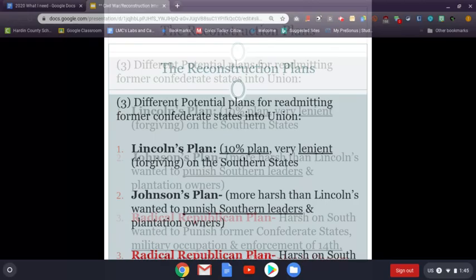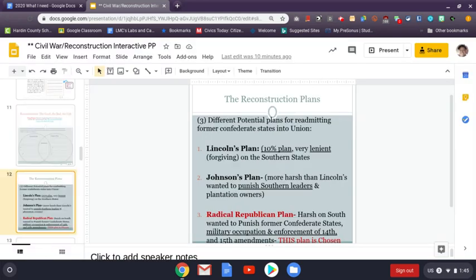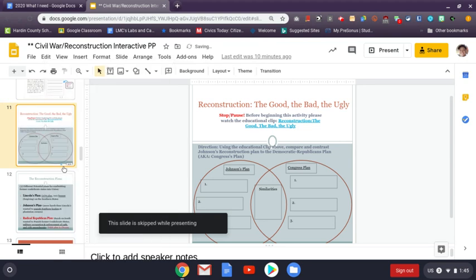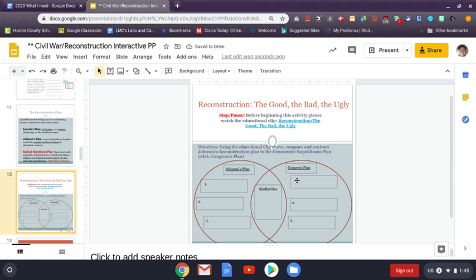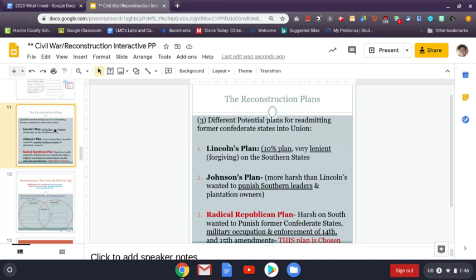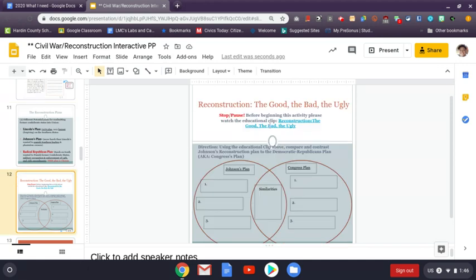So right now you're going to pause, and I'm going to escape. I just realized one of the slides was accidentally hidden. So what you're going to do is compare and contrast Johnson's plan and Congress's plan. So Congress is that radical Republican. Okay, you're going to do at least 3 differences each, and at least 1 similarity between the two. Okay, you can either use the information I just gave you, or slide number 11, or you can watch this video. This video is optional, and I'll make sure to type optional in there.